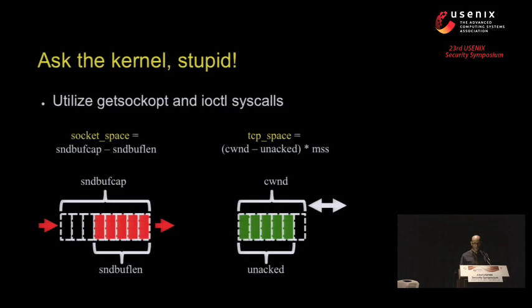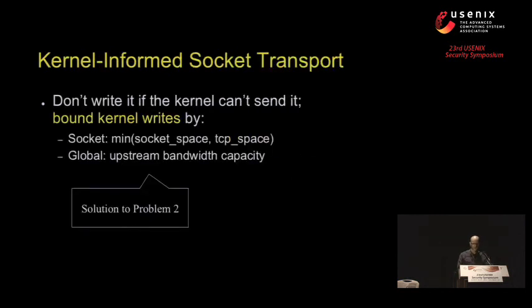minus the length. And we can compute the TCP space, which is the congestion window, minus the number of unacked packets. And this will basically tell us how much can we send to the kernel before the kernel will not actually send it out to the network because of TCP throttling. So KIST's main approach is don't write to the kernel if the kernel can't send it. So we're bounding kernel writes by the minimum between the socket space and the TCP space. And then that's per socket. And then globally, across all sockets, we're bounding it by the upstream bandwidth capacity of the relay. So this was a solution to problem number 2.